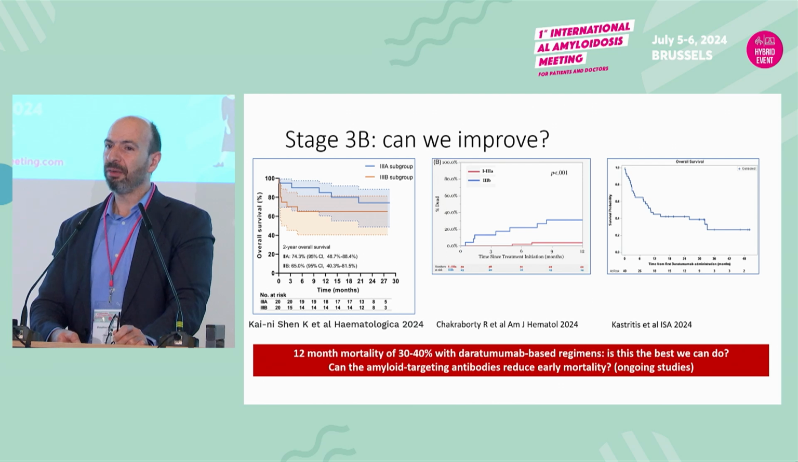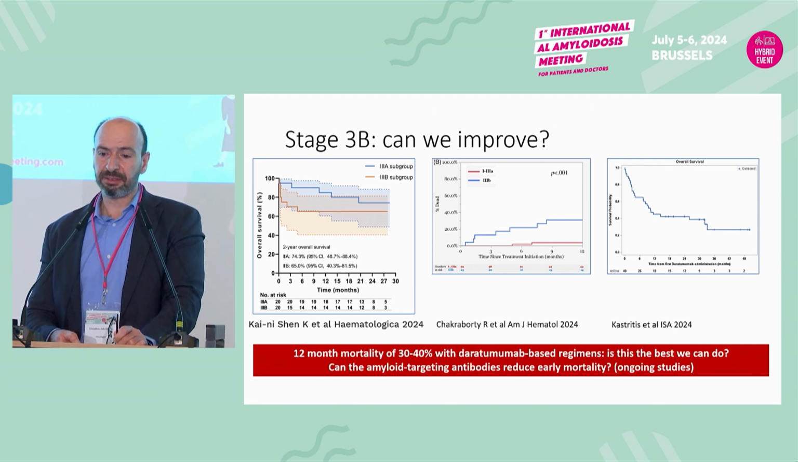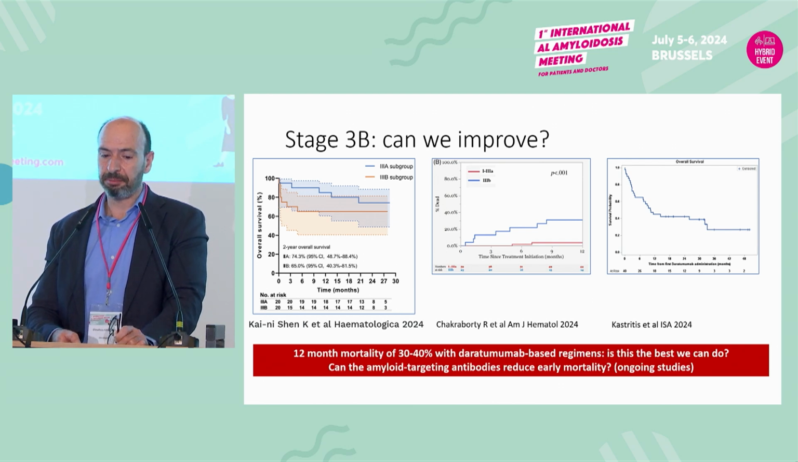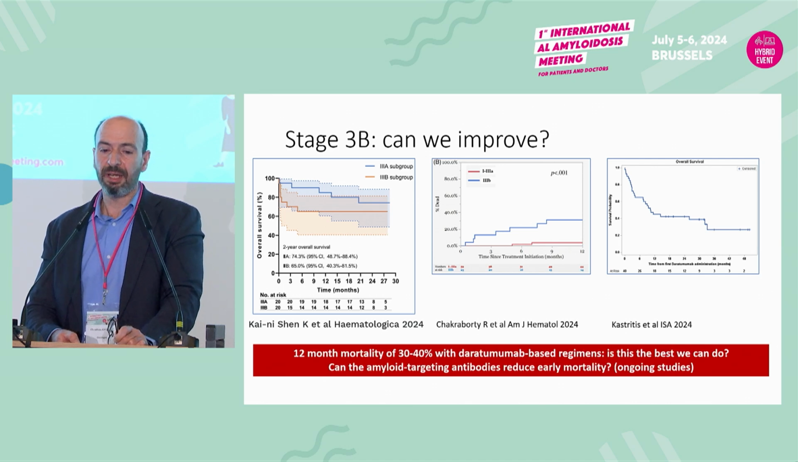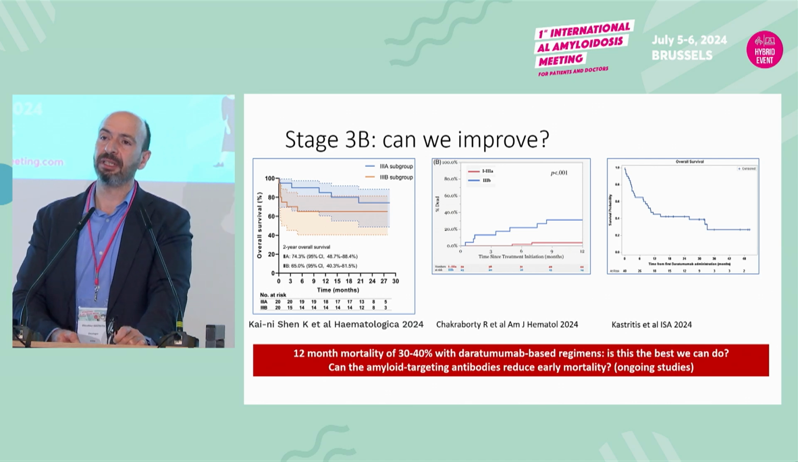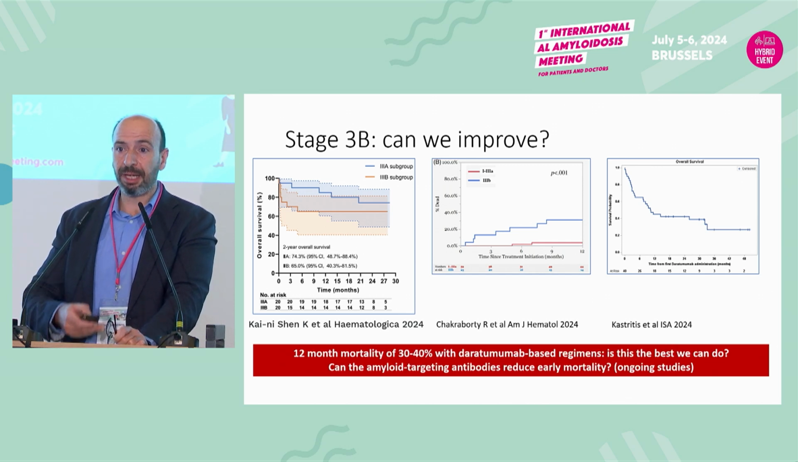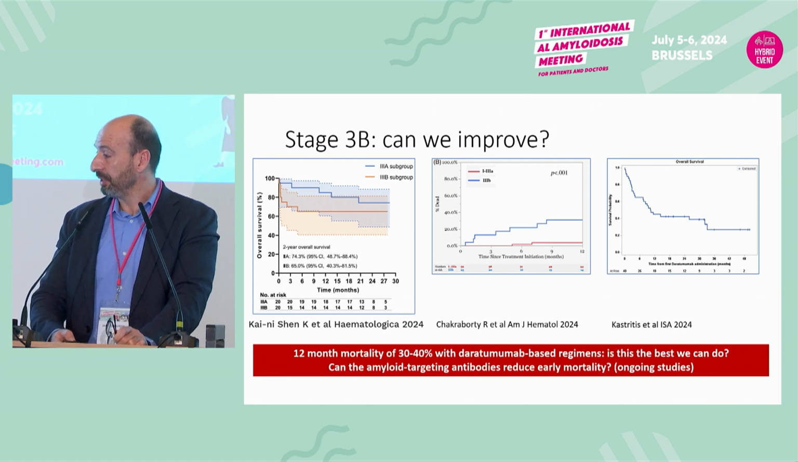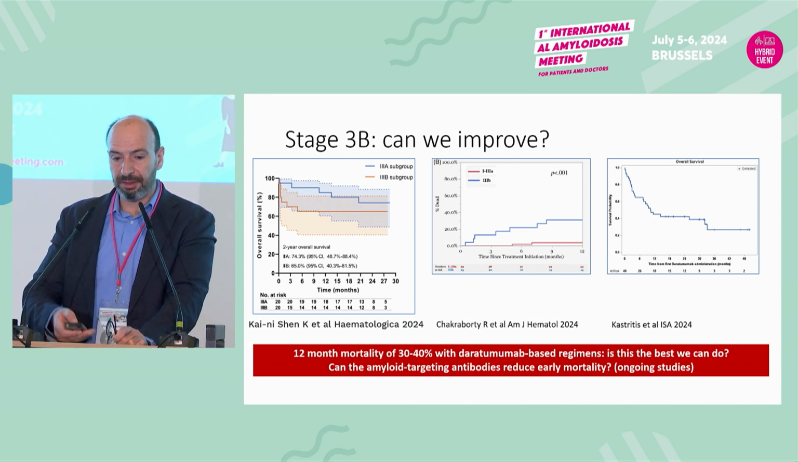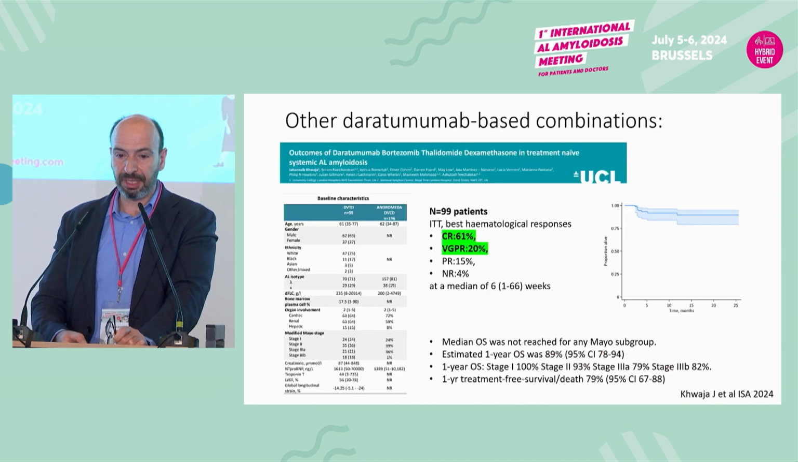However, all the studies that have evaluated daratumumab-based therapies in patients with stage 3B show the same thing. About 35% of early mortality within the first 6 to 12 months. So can we improve that? Can we expect that the new monoclonal antibodies targeting amyloid can change the outcome of these patients? We will have to see the results of the ongoing studies.